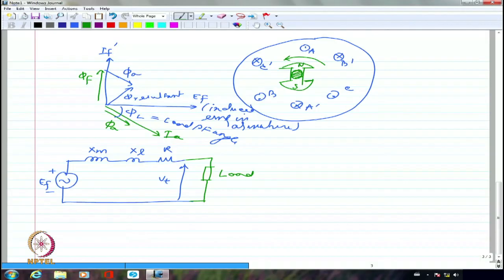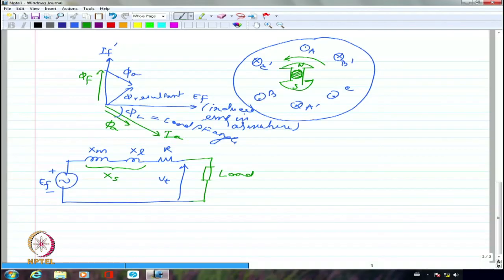Now these two put together, the leakage and Xm, we call the synchronous reactance, Xs. Please note one thing. In the transformer and the induction motor, Xm was coming in parallel. This thing is coming in series. So I am going to have Xs be a really large value.